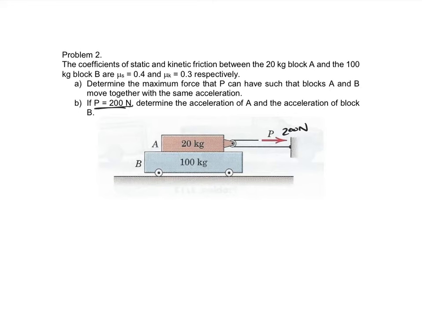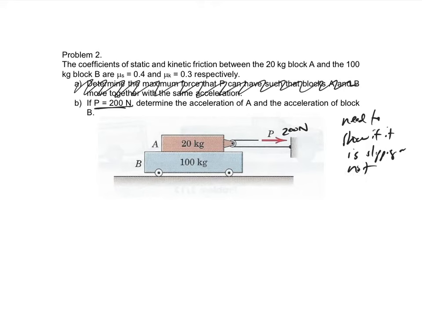Okay, so let's say that I didn't have part A. If this problem had just said if P is equal to 200 newtons, determine the acceleration of A and the acceleration of block B, then I would need to show if it is slipping or not, right?